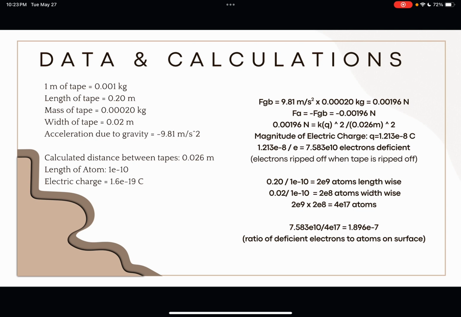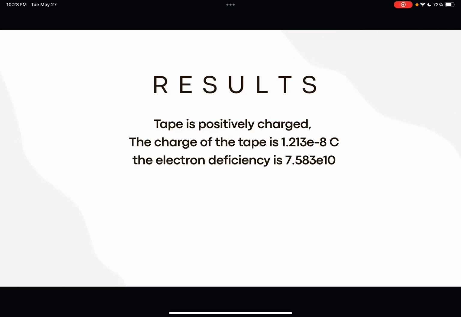And then we found the number of atoms length-wise and width-wise by dividing the dimensions by the length of an atom. And given that, we found the ratio too. The results are that it's positively charged, and the charge and the electron deficiency, which were on the last slide.